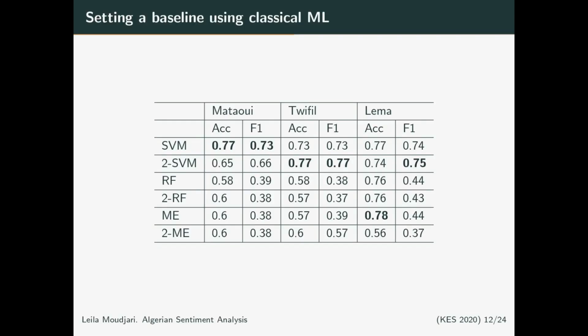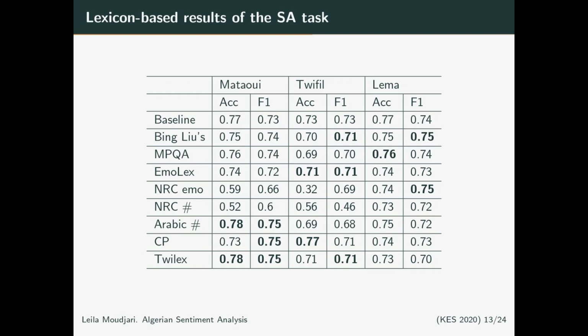The results are encouraging. We set a baseline using known models. The best results were obtained using unigrams and bigrams with SVM. For the lexicon-based methods, we tested each lexicon represented previously. The best results were obtained using our lexicon Twilex, as well as the Arabic translation of Bing Liu's lexicon, EmoLex, and the Arabic Hashtag lexicon.